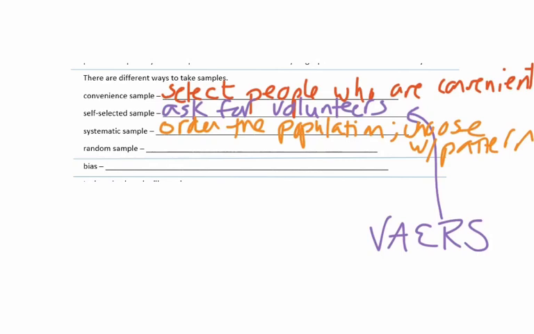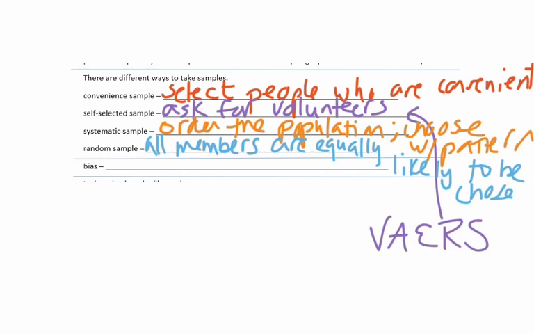And then random sampling is this, and this is an important definition to remember. Random sampling is when all members of your population are equally likely to be chosen in your sample. And I'm going to take the black and I'm going to underline the words equally likely.